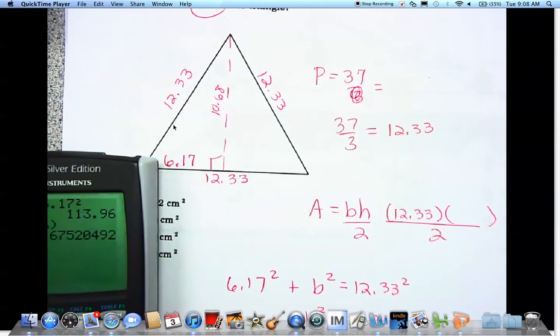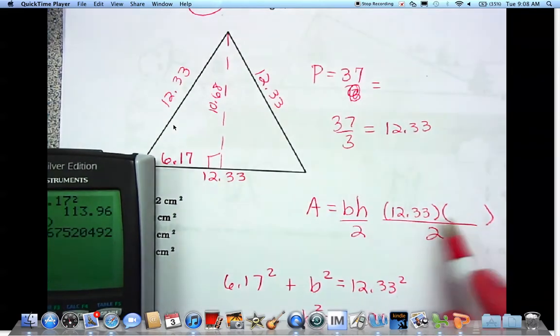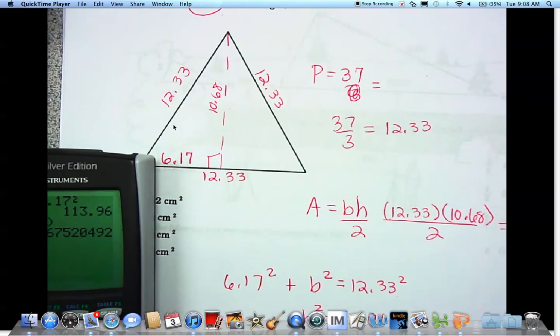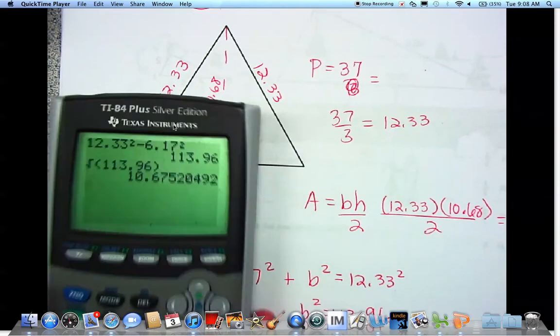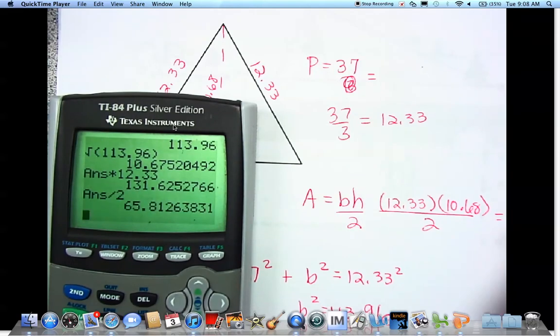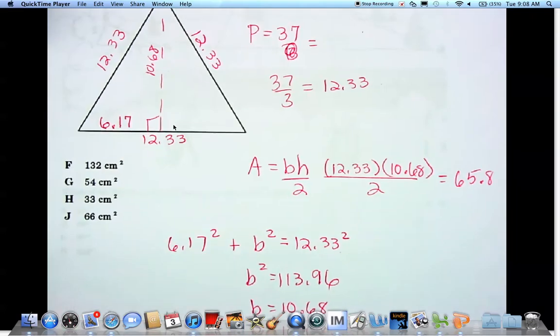Okay, so I'm going to plug it in here for my height. Still have the base at 12.33. So times 12.33 divided by 2. You get 65.8. 66. Jay, you good?